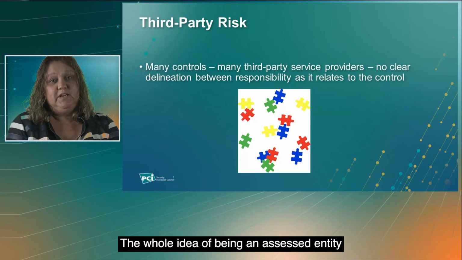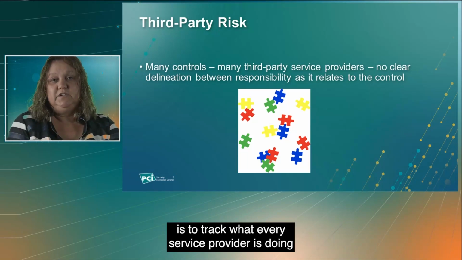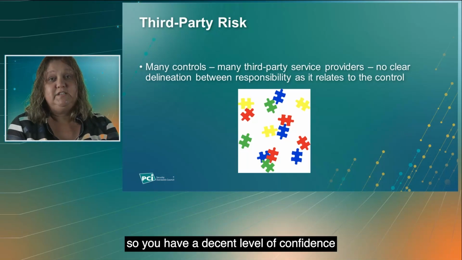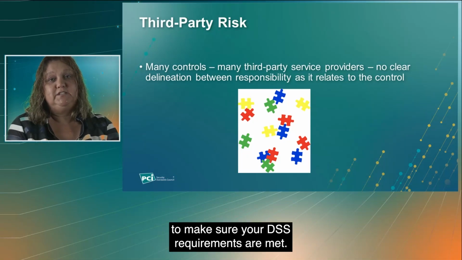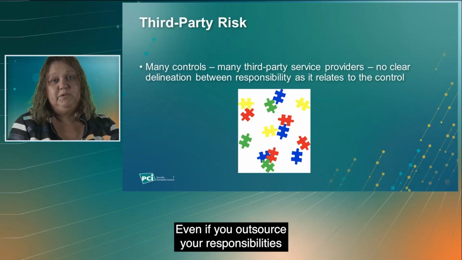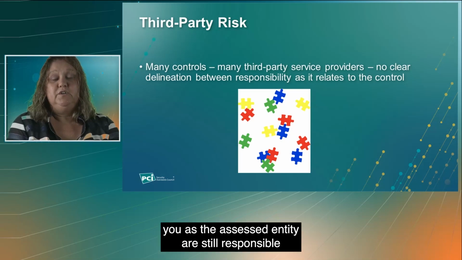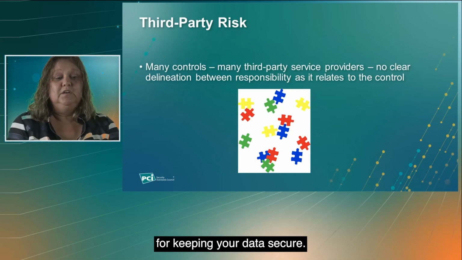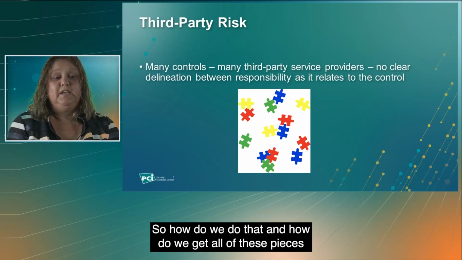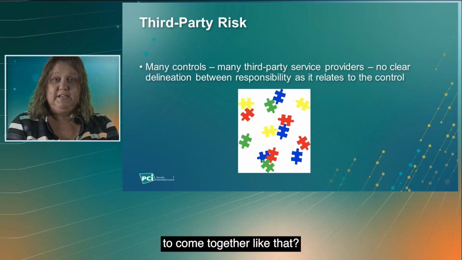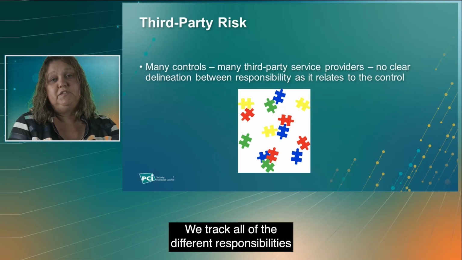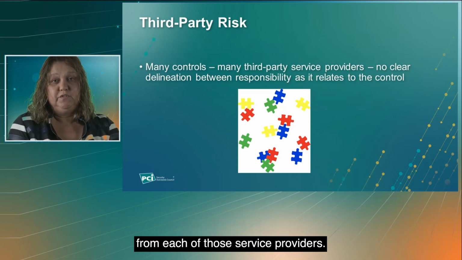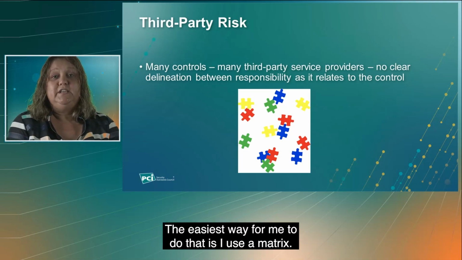The whole idea of being an assessed entity is to track what every service provider is doing, so you have a decent level of confidence to make sure your DSS requirements are met. Even if you outsource your responsibilities to a third-party provider, you as the assessed entity are still responsible for keeping your data secure. So how do we get all of these pieces to come together? We track all of the different responsibilities from each of those service providers. The easiest way for me to do that is I use a matrix.